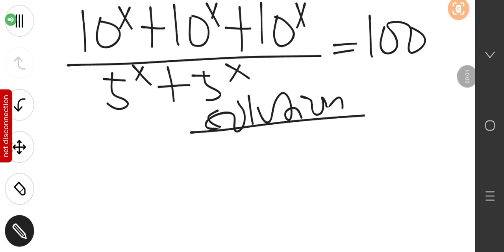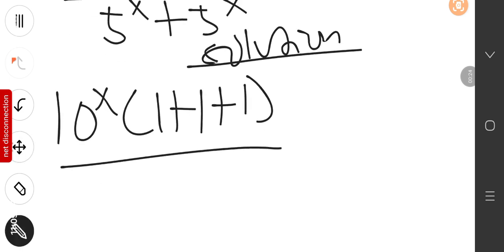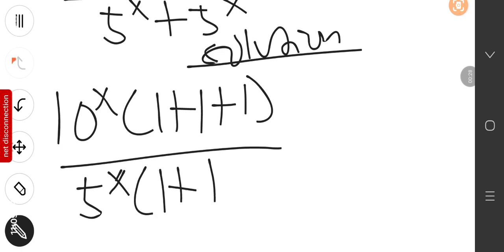So we have 10 exponent x plus 10 exponent x plus 10 exponent x over 5 exponent x plus 5 exponent x equals 100. Hello lovelies, let's solve this question. So we are going to factorize. So we say 10 exponent x times 1 plus 1 plus 1, all over 5 exponent x times 1 plus 1.